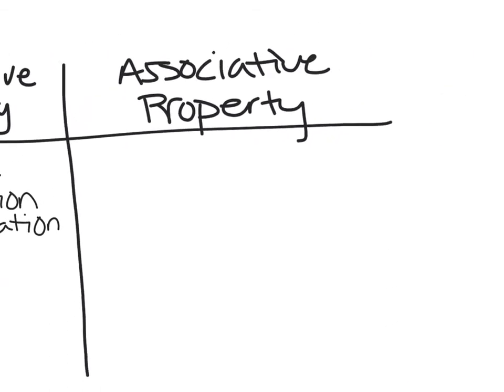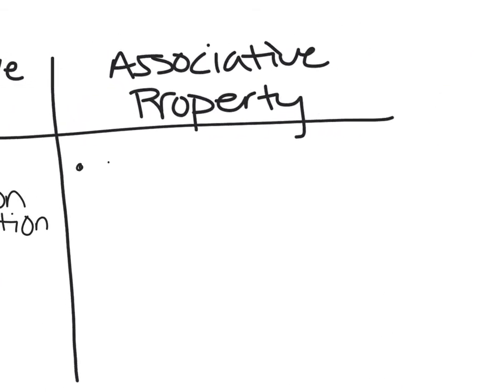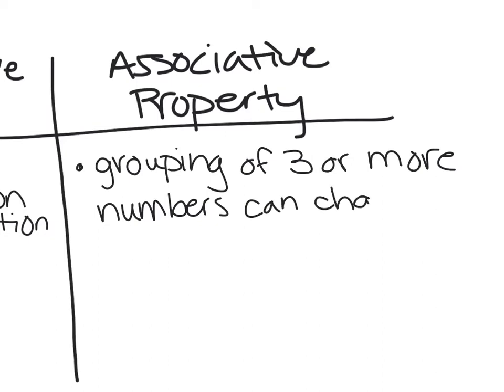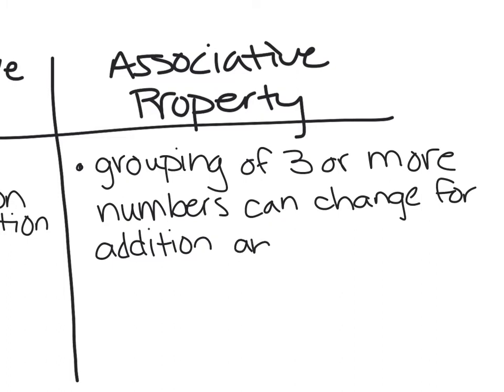For the associative property, this has to do with the grouping of three or more numbers. You need at least three numbers, and the grouping of three or more numbers can change. And again, this is for addition and multiplication.